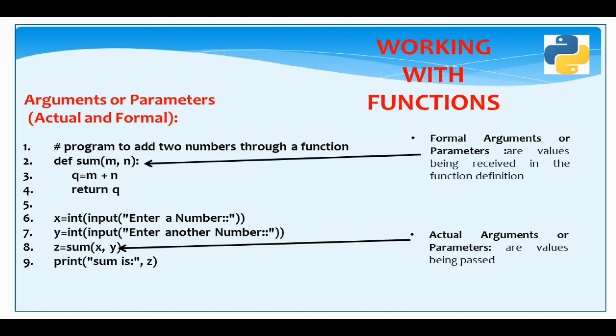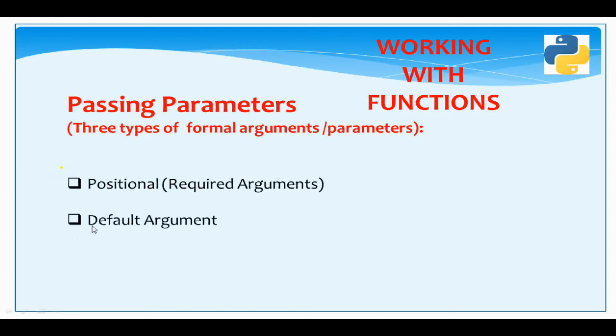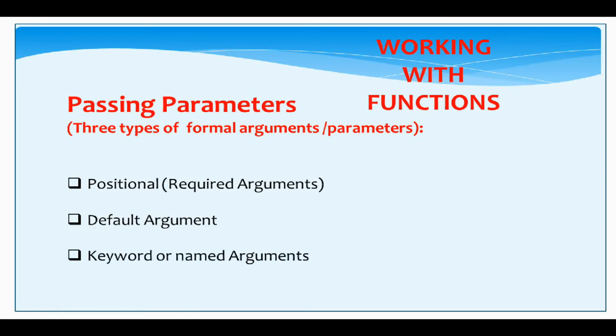So this thing should be clear in our mind before we proceed to understand some new concepts about functions. Let us now move to another concept of functions, that is, how can we pass the arguments to the functions in Python. There are three methods of passing arguments to a function: number one is the positional or required argument method, or the default argument method, or the keyword argument method. So let us talk about these one by one.